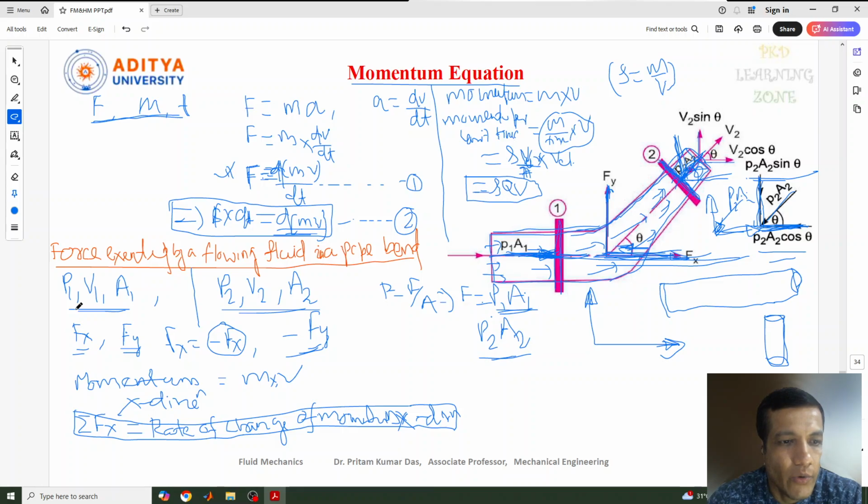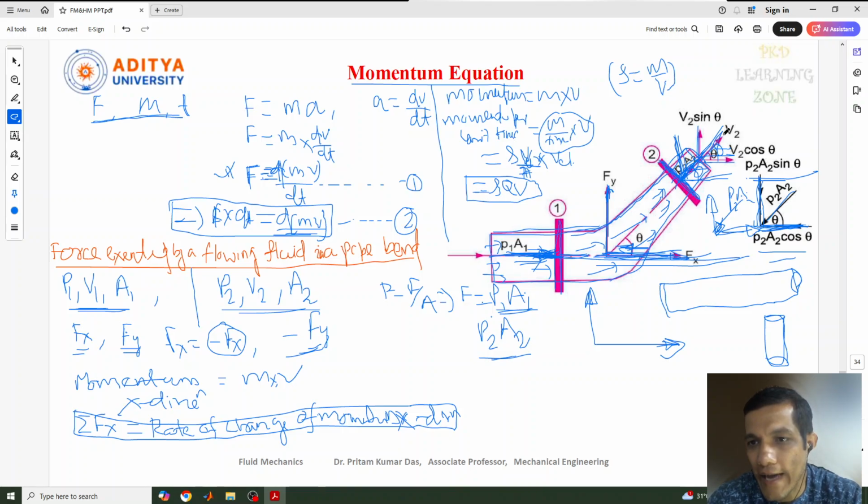As I told you, v1 is the starting velocity, moving in the direction of x. There is no problem, only v1. But v2, when it is moving out at section 2, is also acting with an inclination. If we want to resolve v2 in both the x direction and the y direction, because I need to consider the velocity in the x direction, we can resolve it with an angle of theta: that is v2 cos theta and v2 sin theta.